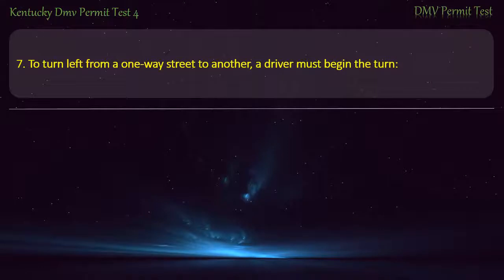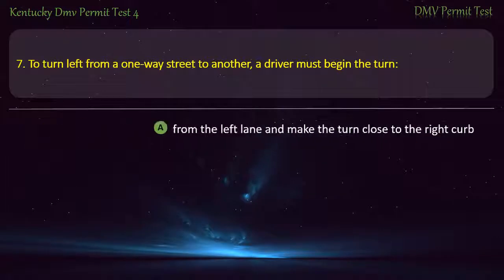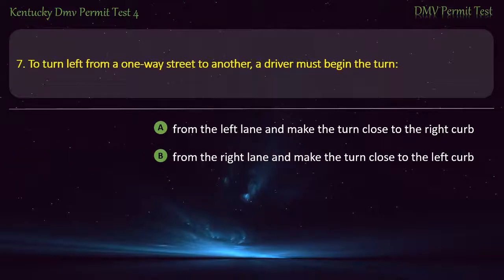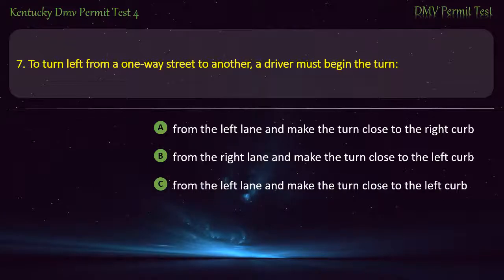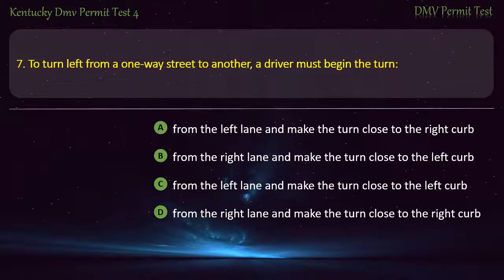Question 7. To turn left from a one-way street to another, a driver must begin the turn from the left lane and make the turn close to the right curb. From the right lane and make the turn close to the left curb. From the left lane and make the turn close to the left curb. From the right lane and make the turn close to the right curb. Answer. From the left lane and make the turn close to the left curb.